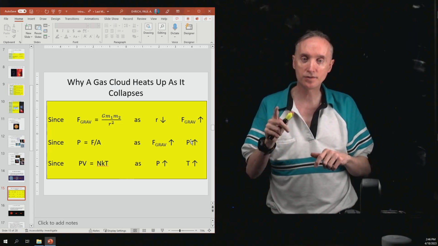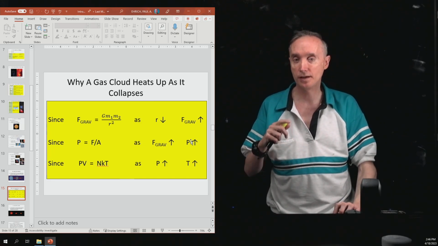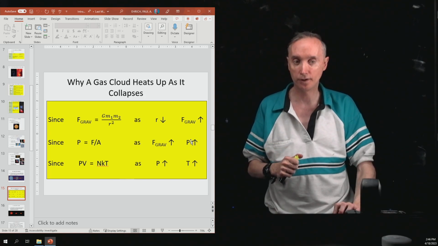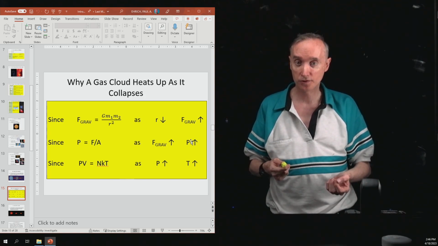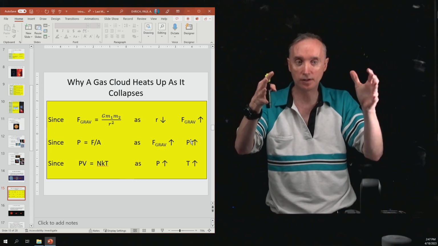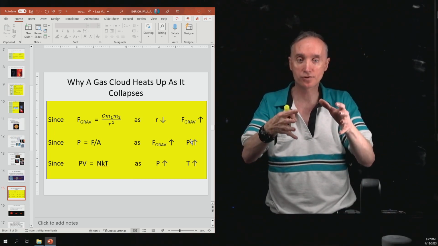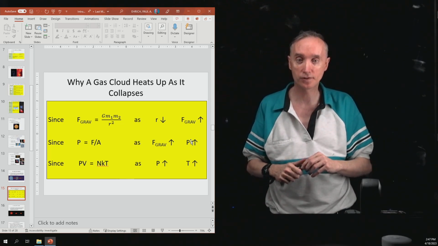Okay, now the second statement says that pressure, P, is a force divided by an area. So that was the definition of pressure. So if F is getting bigger, then P has to be getting bigger. So as the gas cloud is collapsing, the pressure inside the gas cloud is also increasing.